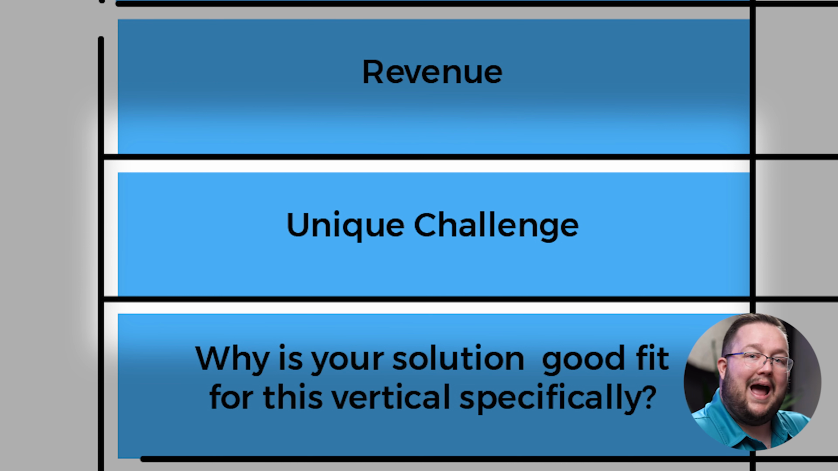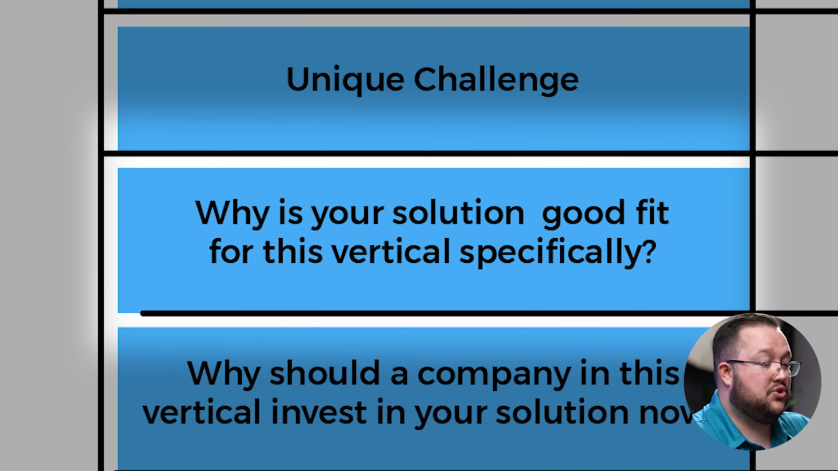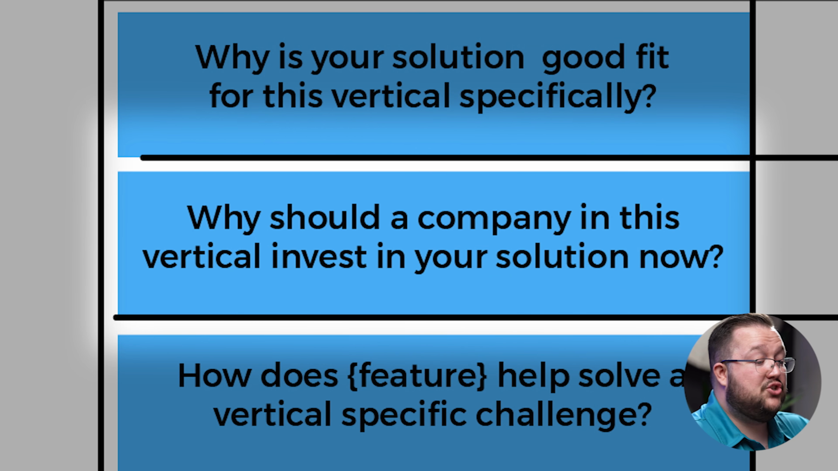There's got to be something that happens in that vertical that you are able to solve with your product or service. Now, it can be a similar challenge for every vertical, but how does it impact that vertical specifically? That's how I want you thinking here. Next is, why is your solution a good fit for this vertical specifically? Again, vertical specific, because your messaging needs to speak to the organizations that fall within this vertical. If you can't answer these questions, odds are you're going too broad, or you just don't have a strong enough vertical for your targeting.